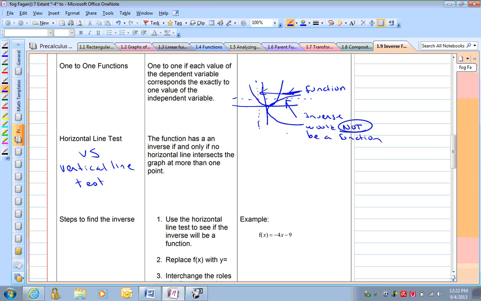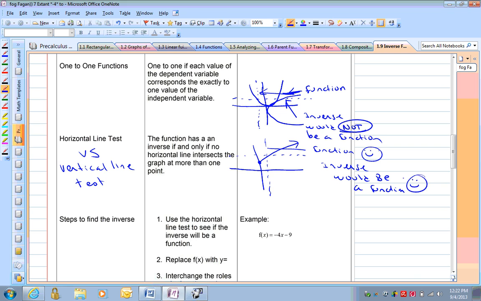Let's take a look at one other example. Let's take a look at a square root graph that's, let's say, just been shifted up one. So it looks something like this. All right, vertical line test. Okay, this would say it's a function. Now, if I put a horizontal line test on this graph, this would also say it's a function. So the inverse would be a function. This also gets a happy face.